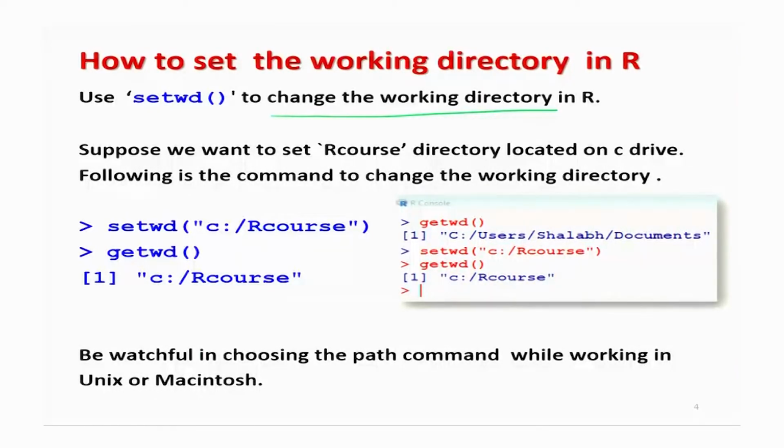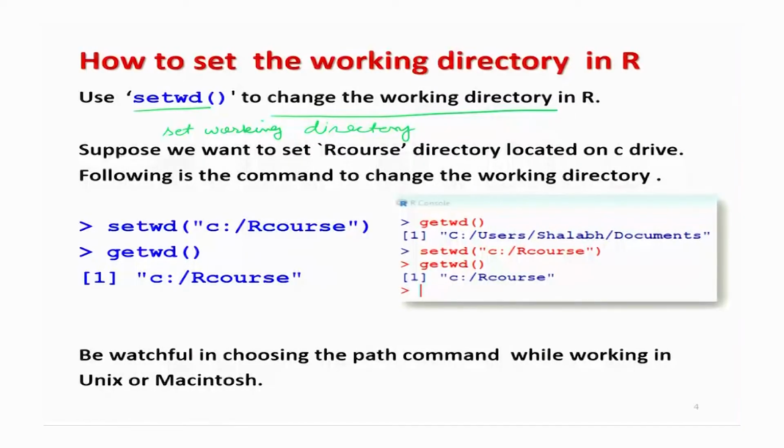So, for that we have a command setwd. This means set working directory, and after that all your output will be stored in that particular directory. Your input data will be read from this directory, and whatever you are going to do in the R software, that will be executed from this directory.